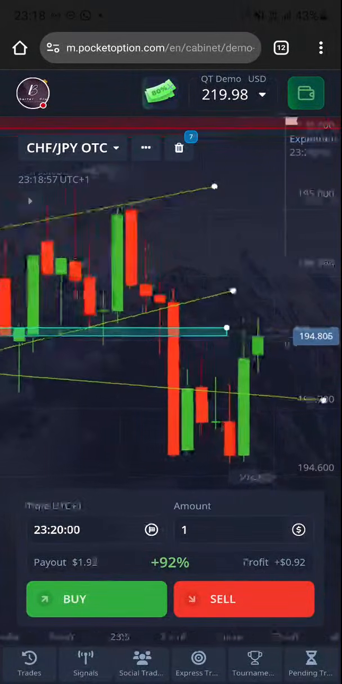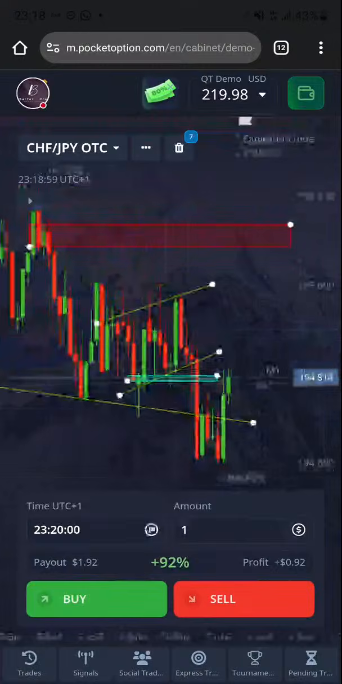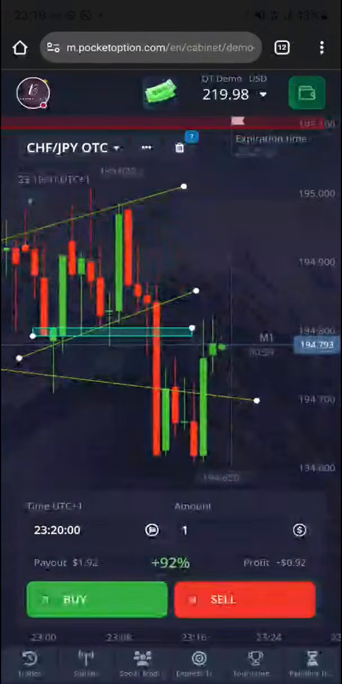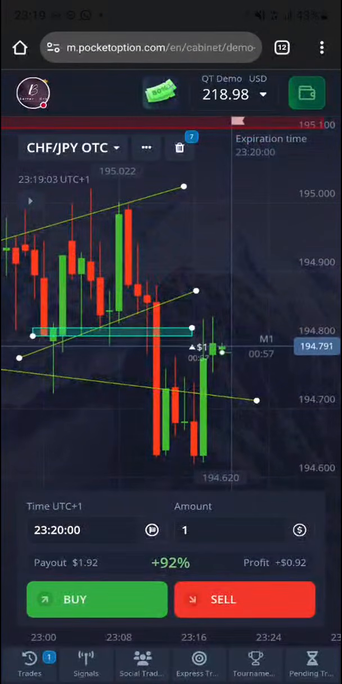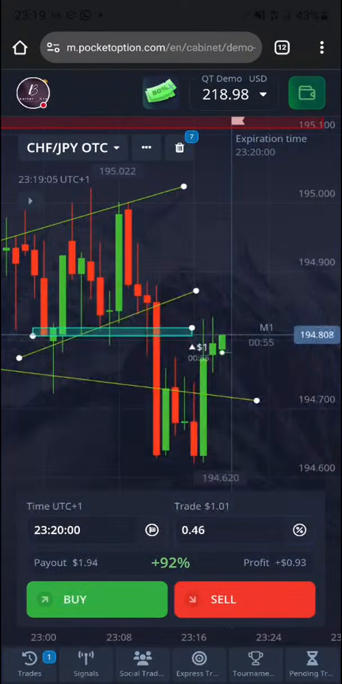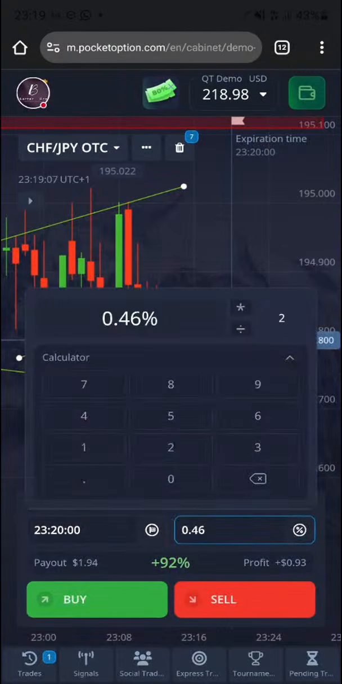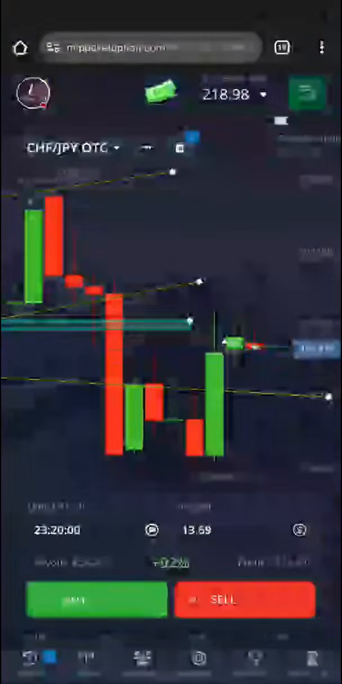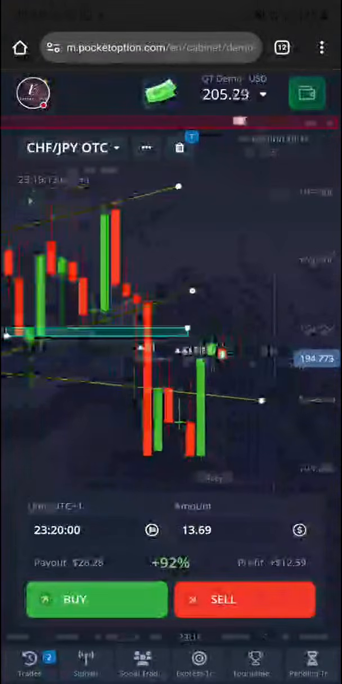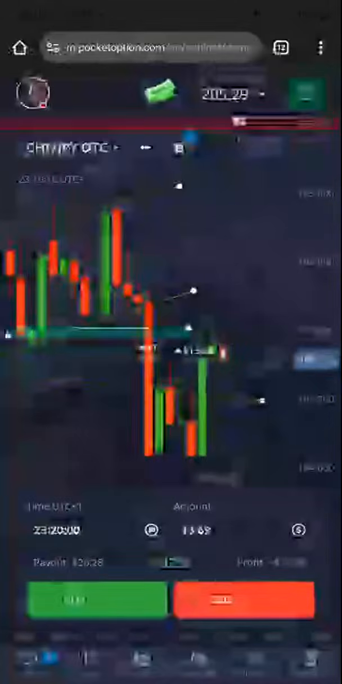Okay, so now look at this. We have a double bottom. Anytime you see a double bottom in the market, let's go with the buyers. In fact, let me hold on. Let me change to this amount. I'm expecting the buyers to come in.